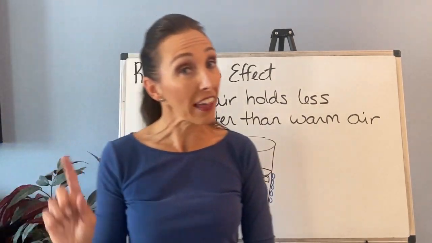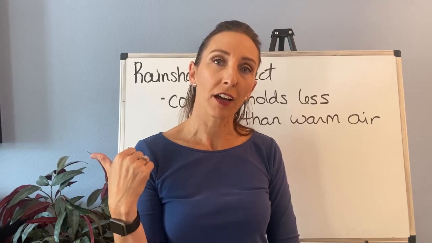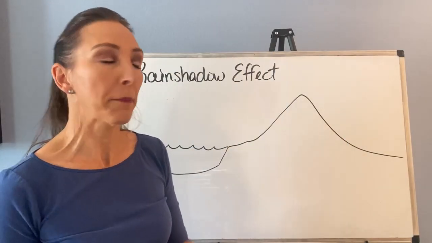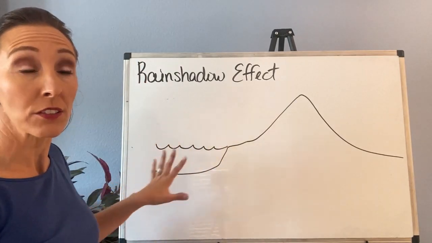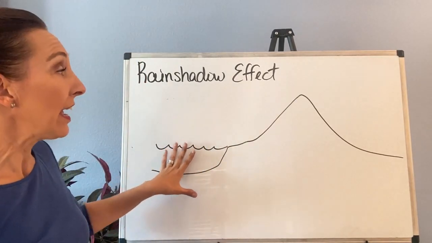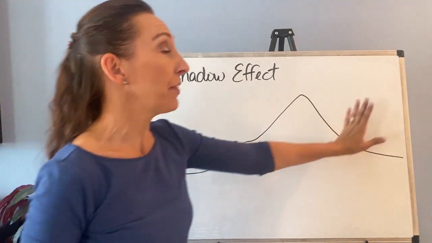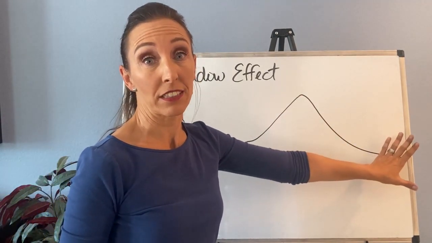Okay, so now that we have that established, we're going to move on and talk about what the rain shadow effect is. All right, so our rain shadow effect is going to happen where you have a big mass of water, so usually an ocean out here, and then inland from that, you get some kind of high mountain mass, and then on the backside, this is where our desert is going to form.